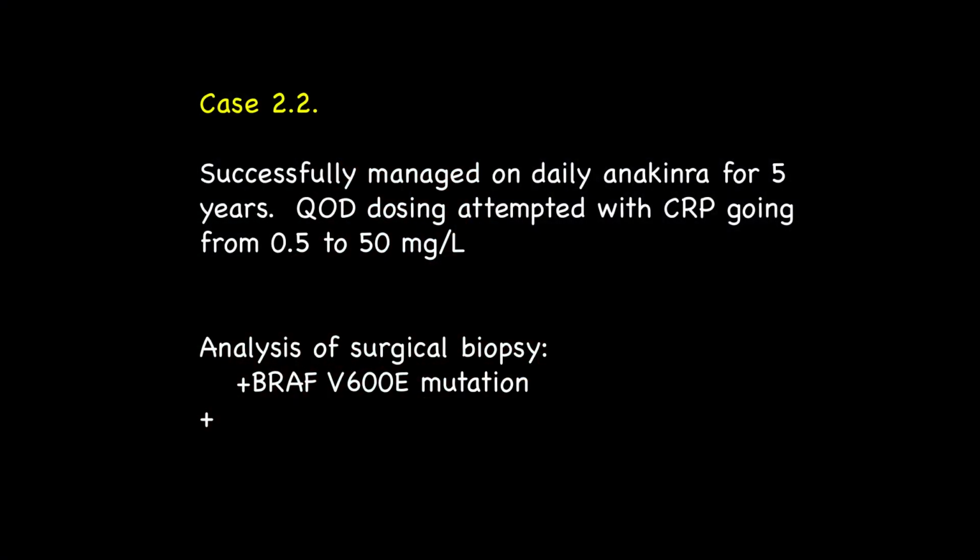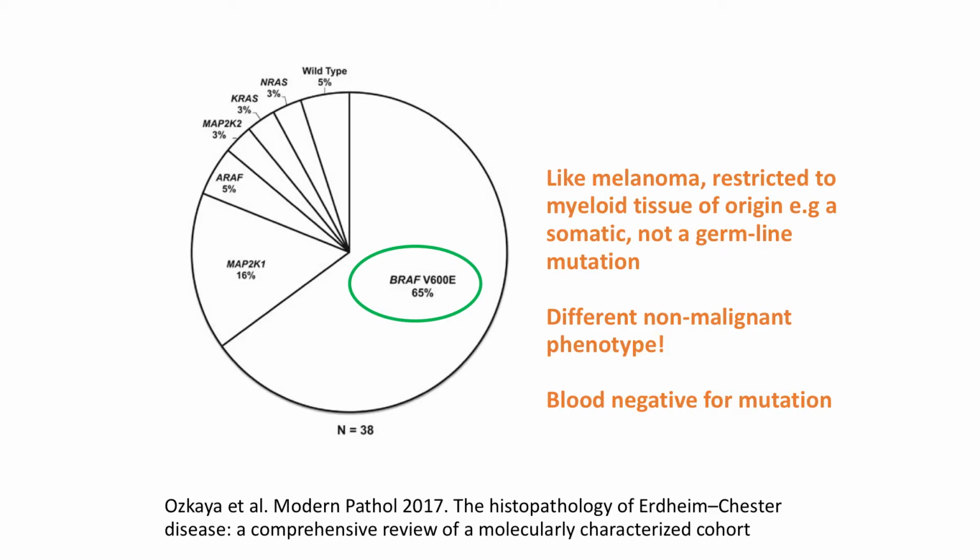Erdheim-Chester. His IgG4 was normal. He was put on anakinra, and he's been on anakinra for 5 years. I tried going to every other day dosing, and his CRP in 2 weeks went from 0.5 to 50. And we went back and looked after this paper came out. We analyzed the surgical biopsy, and it shows that he's positive for the B-Raf mutation V600E, which, as some of you know, is a mutation that's associated with melanoma, right?